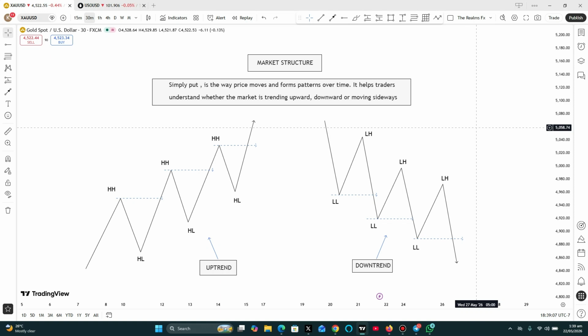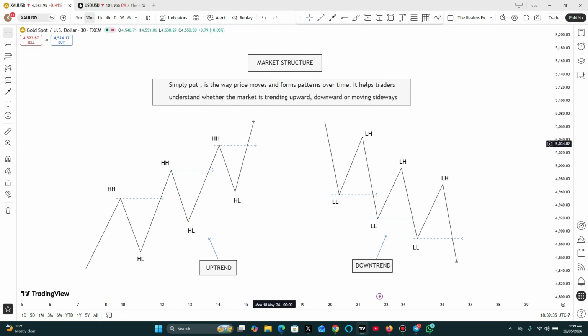When the market is moving upward, we say that the market is uptrending. When the market is moving downward, we say that the market is what? Downtrending. And when the market is moving sideways, we say that the market is what? Consolidating, or it is ranging, or it is correcting. Do you get it? So let's take a critical examination of the uptrending market.